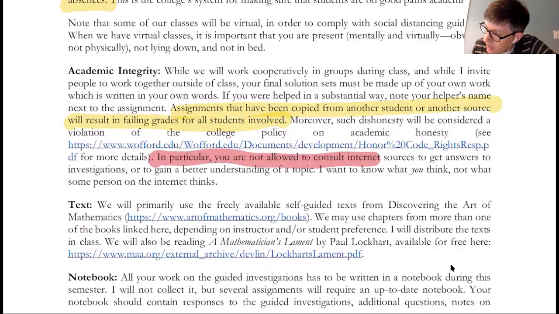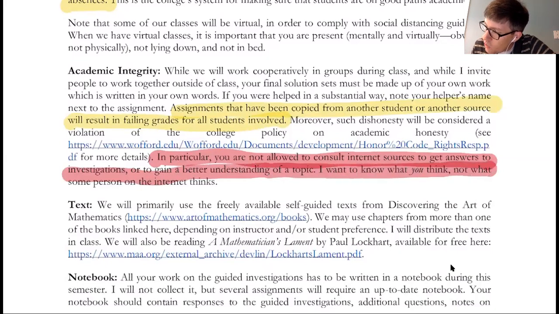You are not allowed to consult internet sources to get answers to investigations or to gain a better understanding of a topic. I want to know what you think, not what some person on the internet thinks, right? So you're not allowed to consult the internet or other sources in order to get answers to stuff, even if it's just trying to learn more about stuff. If you get an itch to go and do that, check with me first.